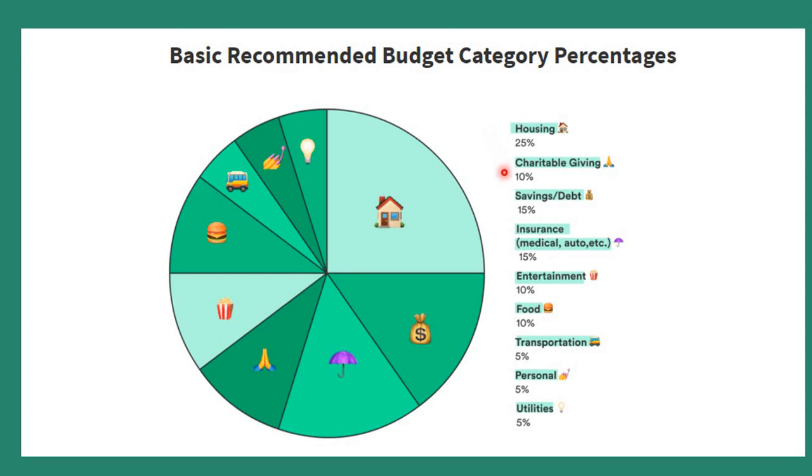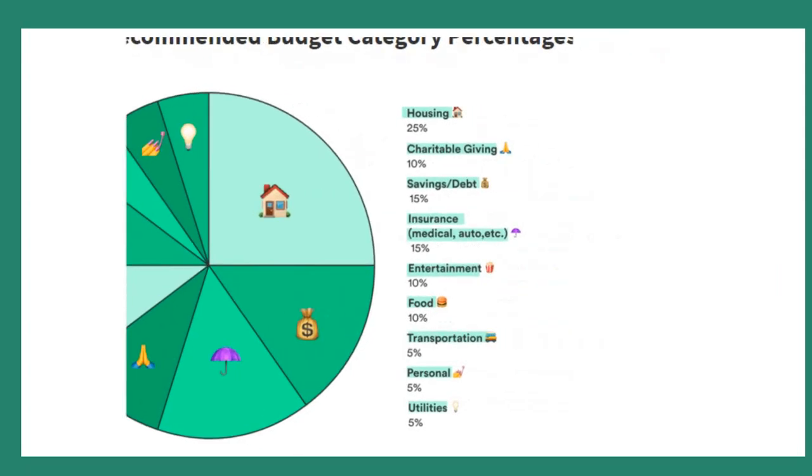And so it's split up into housing, charitable giving, which is donations to your church, donations to other foundations that provide help for people, savings and debt, we talked about that, insurance, so medical, auto, health, renters, and so on, entertainment, food, transportation, personal, which could be just like buying clothes and that kind of thing, and utilities. All right, so it's splitting it up in that fashion.